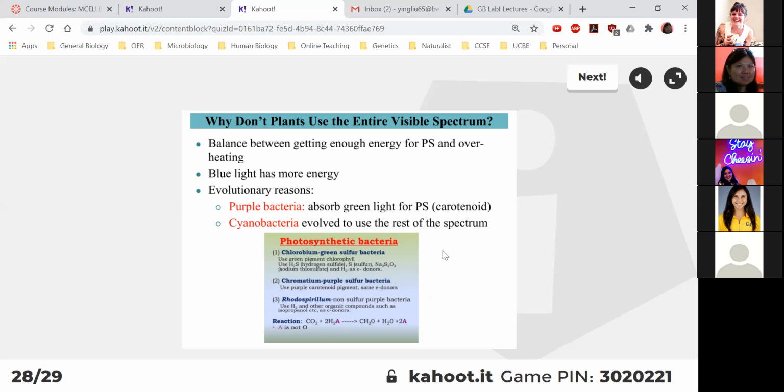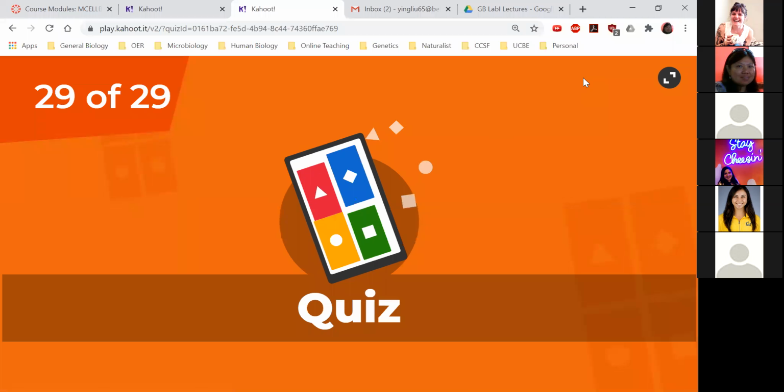So scientists speculate that cyanobacteria and purple bacteria ended up co-evolving, and they went into different ecological niches. So they absorb different spectra of light so that they can coexist. They can both perform photosynthesis, but if one of them absorbs green light and the other one absorbs everything other than green light, they can both coexist and survive together.